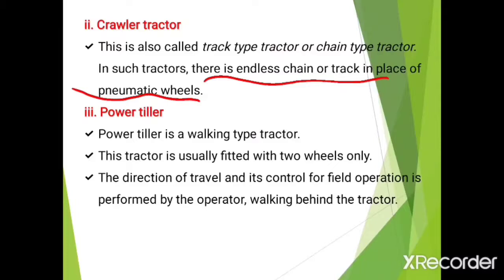Now the power tiller. Power tiller is a walking type tractor because when running the power tiller, the operator is just behind the tractor, walking behind the two-wheeler power tiller, so it is called a walking type tractor. This tractor is usually fitted with two wheels only, and the direction of travel and its control for field operation is performed by the operator walking behind the tractor, so it is called a walking type tractor.